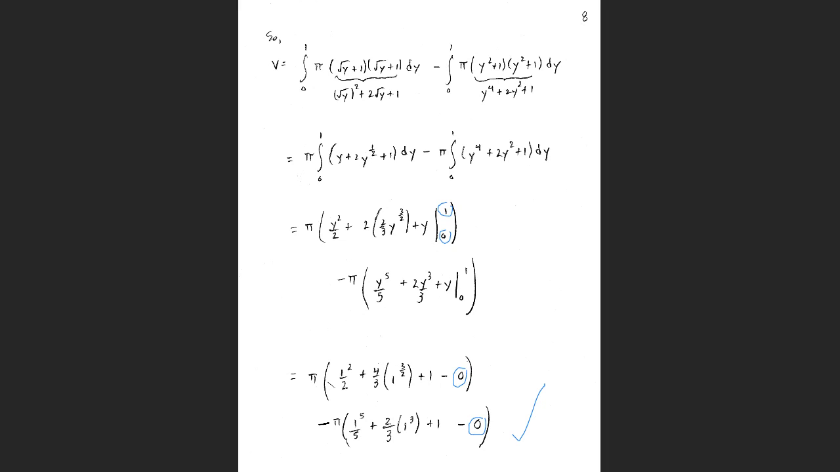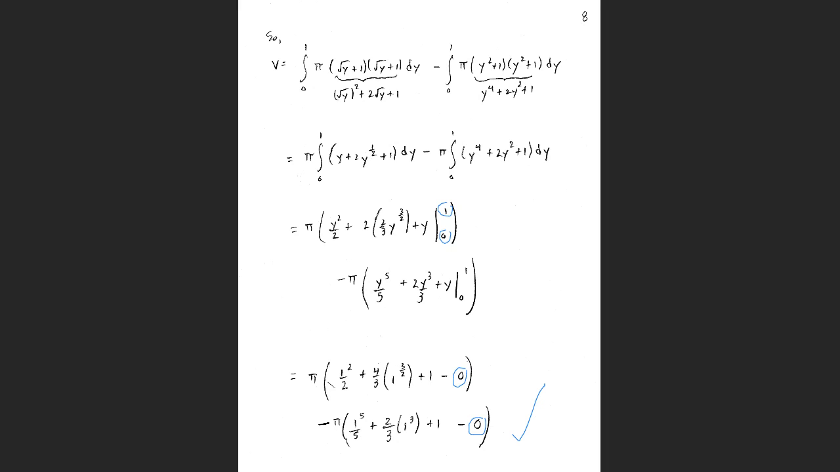WebAssign wants simplified radical answers, so it's going to want that pi there. Okay. Don't go approximating pi or anything on your homework or on your next exam, because it'll count it as wrong, because it would be wrong. Right? You want the exact answer.